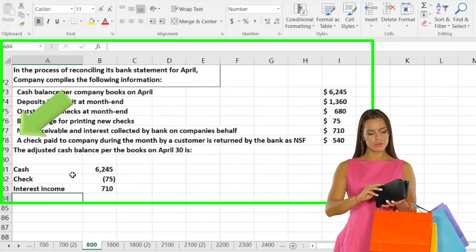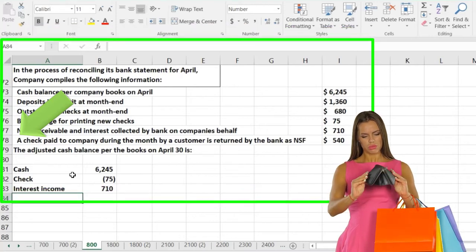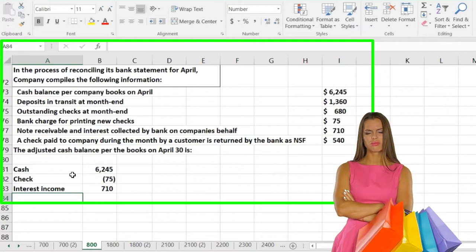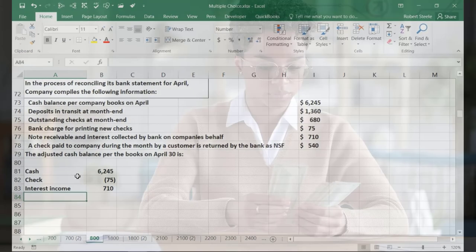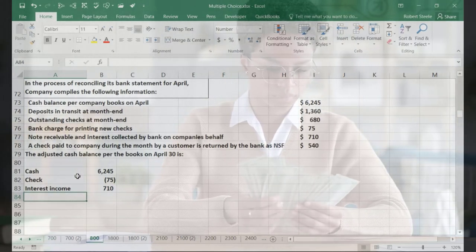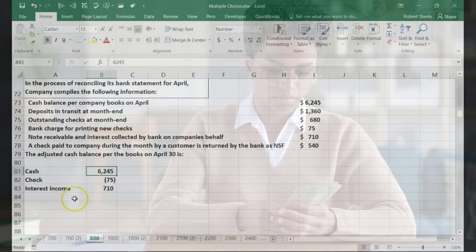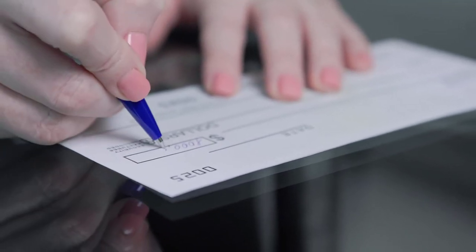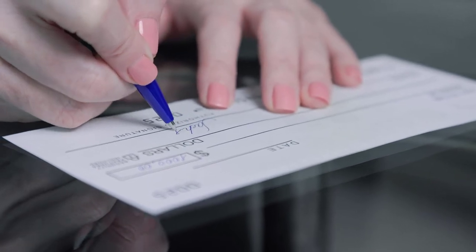Then a check paid to the company during the month by a customer is returned by the bank as NSF, not sufficient funds. We don't like to see that. What happened is we got money, we deposited it, and then it bounced and came back. So that means we're going to have to reduce our balance. We put that in our bank balance, but it's not a good check. It didn't clear. So it's a not sufficient funds check that bounced, and we're going to have to reduce our balance by that.